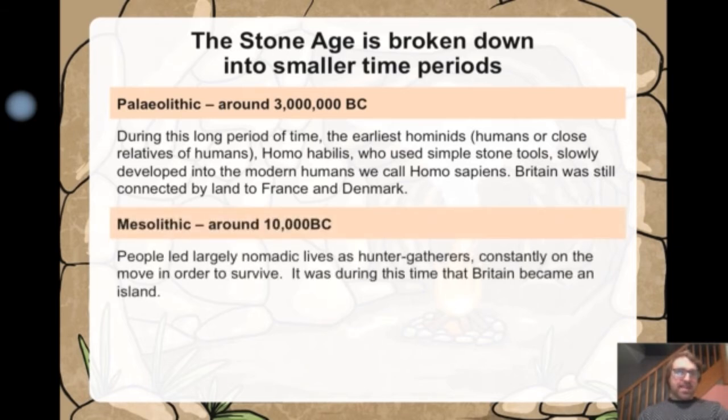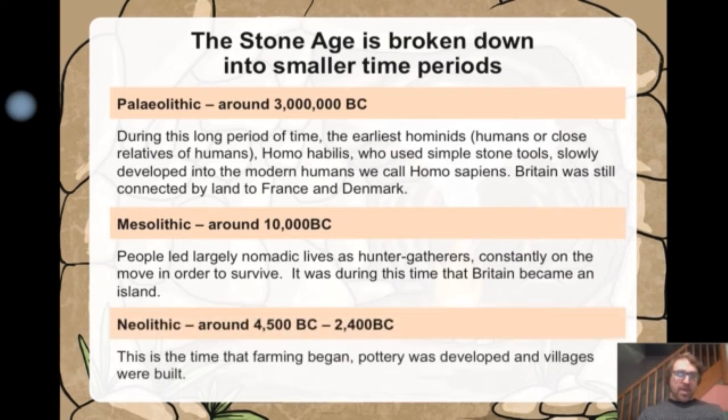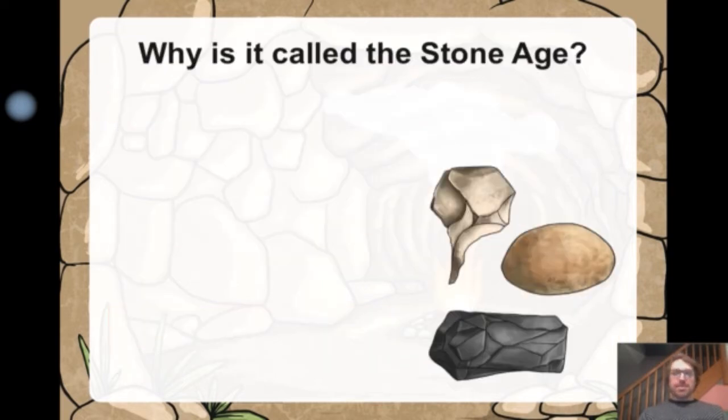Then we moved on to the Mesolithic, around 10,000 BC. People led largely nomadic lives as hunter-gatherers, constantly on the move in order to survive. It was during this time that Britain became an island. Then we've got Neolithic, around 4,500 BC to 2,400 BC. Remember, BC means before Christ. This is the time when farming began, pottery was developed, and villages were built. So that's when we started to talk about settlements and buildings.